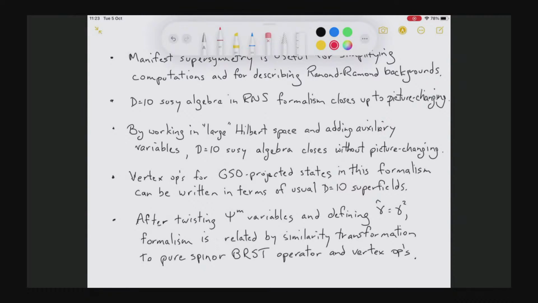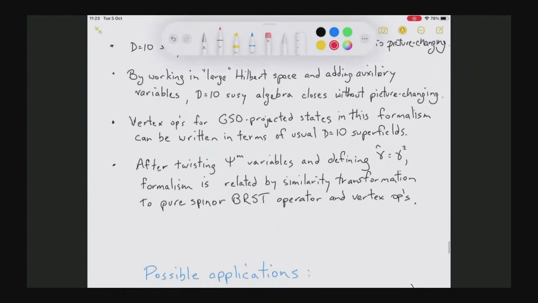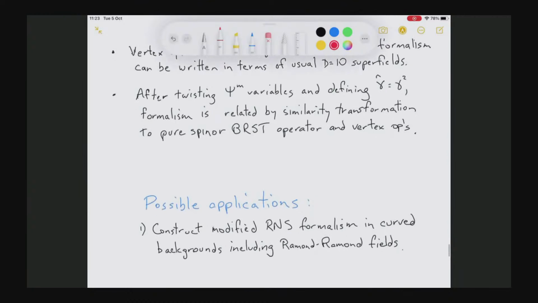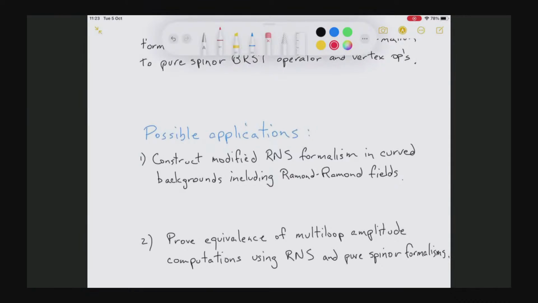Okay, finally, after twisting the half-integer spin fields in this modified RNS formalism and defining these hatted ghosts as being the square of the unhatted ghosts, we were able to relate the formalism to the pure spinor description. Okay, so what are some possible applications? Of course, one might want to describe Ramond-Ramond backgrounds using this modified description. We know how to describe Ramond-Ramond backgrounds using the pure spinor formalism, but there's interest in trying to use this RNS description for describing Ramond-Ramond backgrounds, just because some things we understand better in RNS.